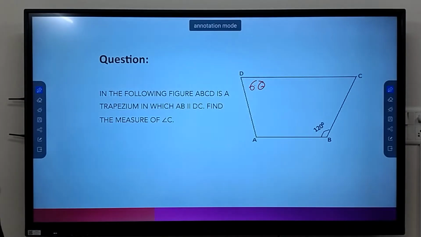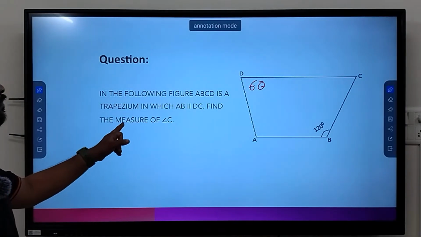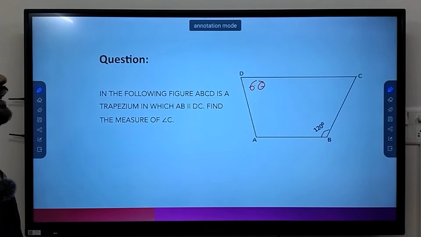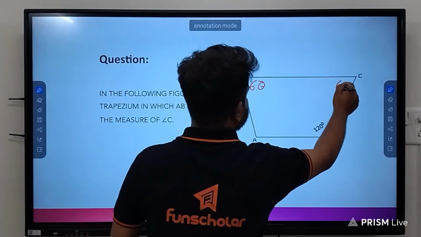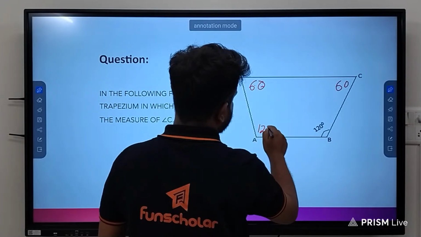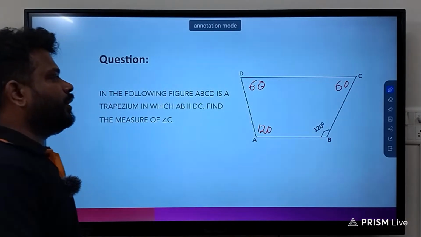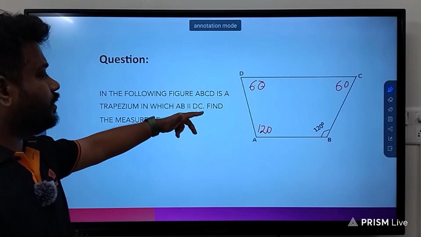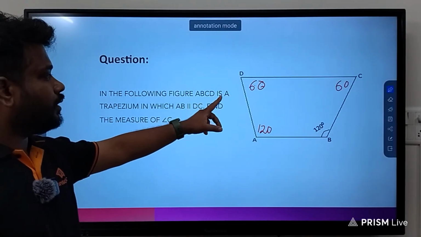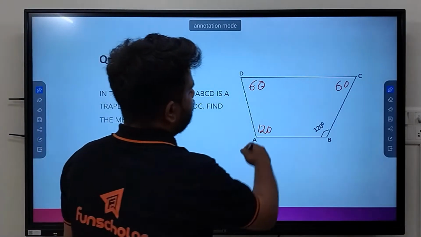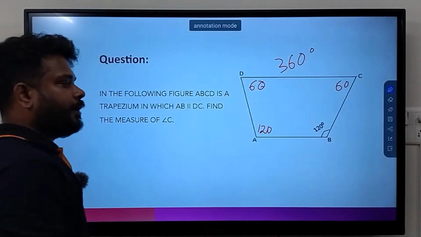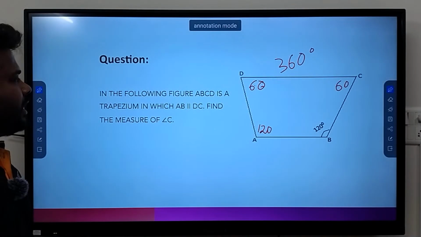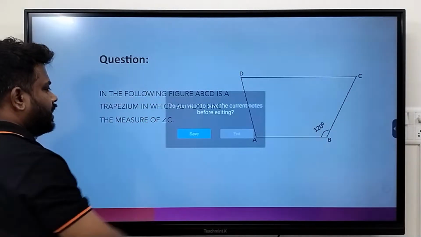Right? And they have asked us the measure of angle C. So if this is 60, this will also be 60, and this will be 120, because the sum will be 360 degrees. Okay, so this is the solution.